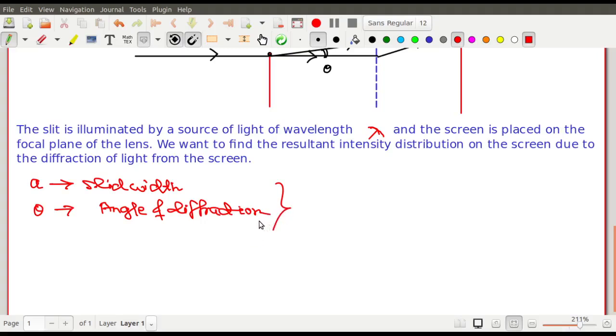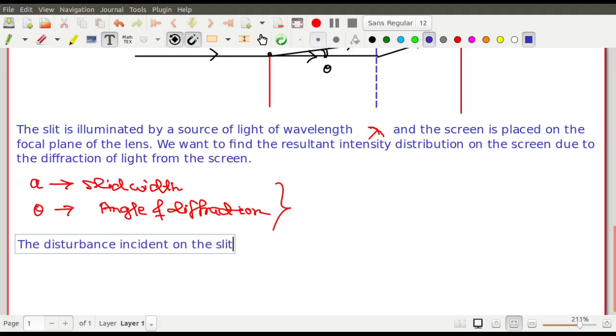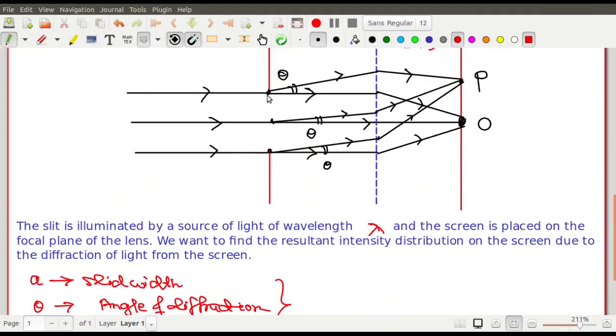Fine. এইবার the next, the disturbance incident on the slit. So how much is the disturbance that is incident on the slit? Suppose I take y equals c into e to the power i omega t. This is the equation of a plane wavefront. There is no dependence upon the distance. So distance এর উপর কোনো dependence নেই, it is same everywhere. So c e to the power i omega t ধরো এই জায়গাটাতে is at this position I consider.